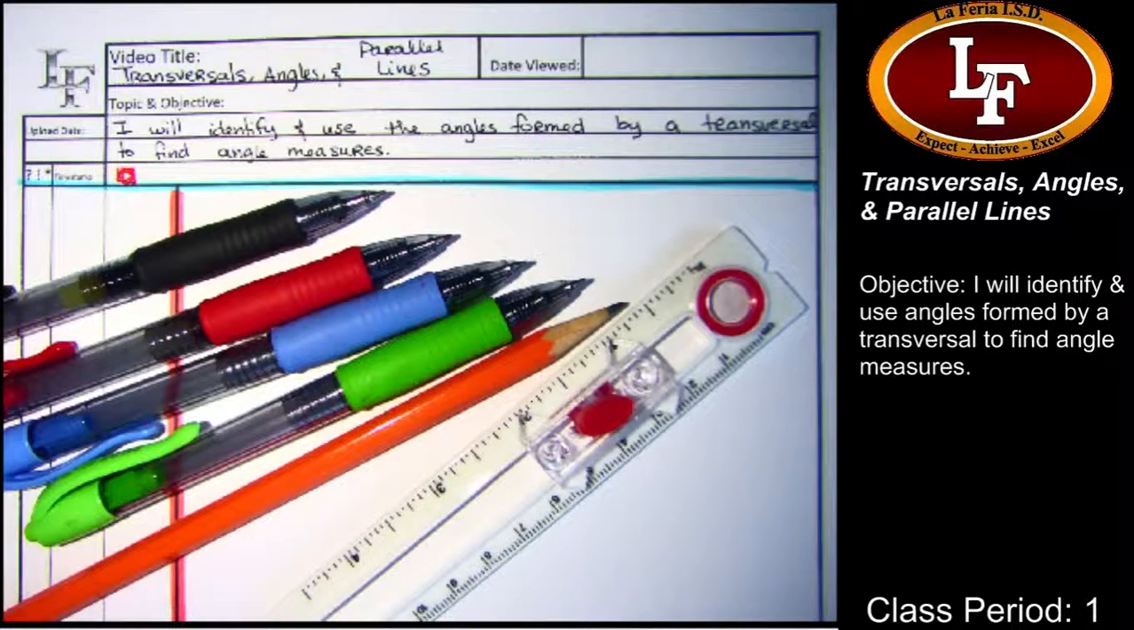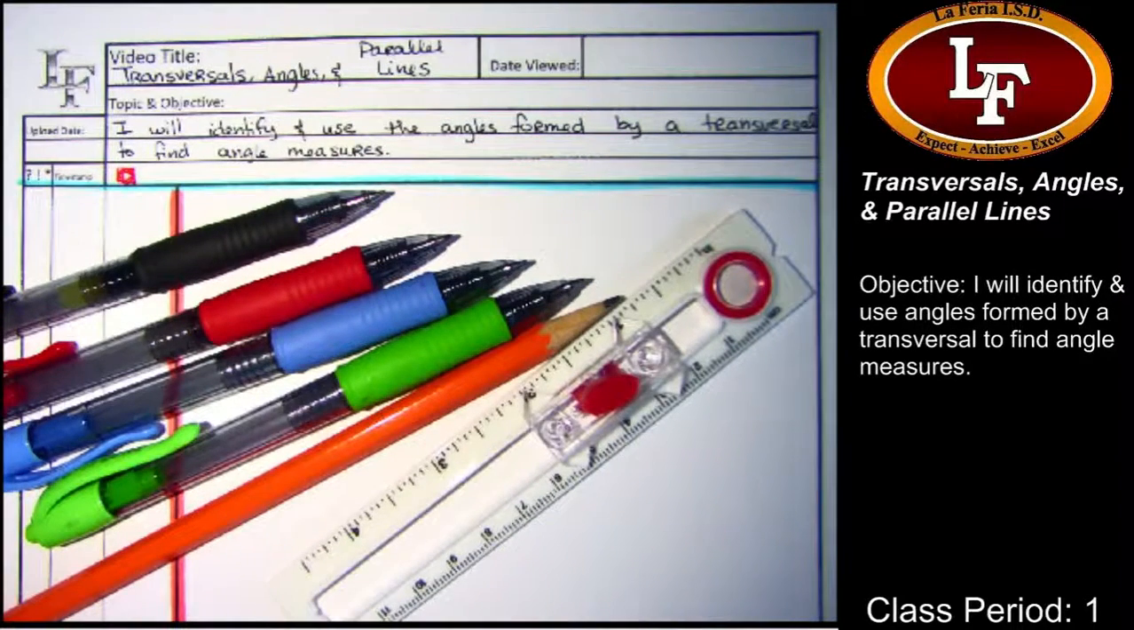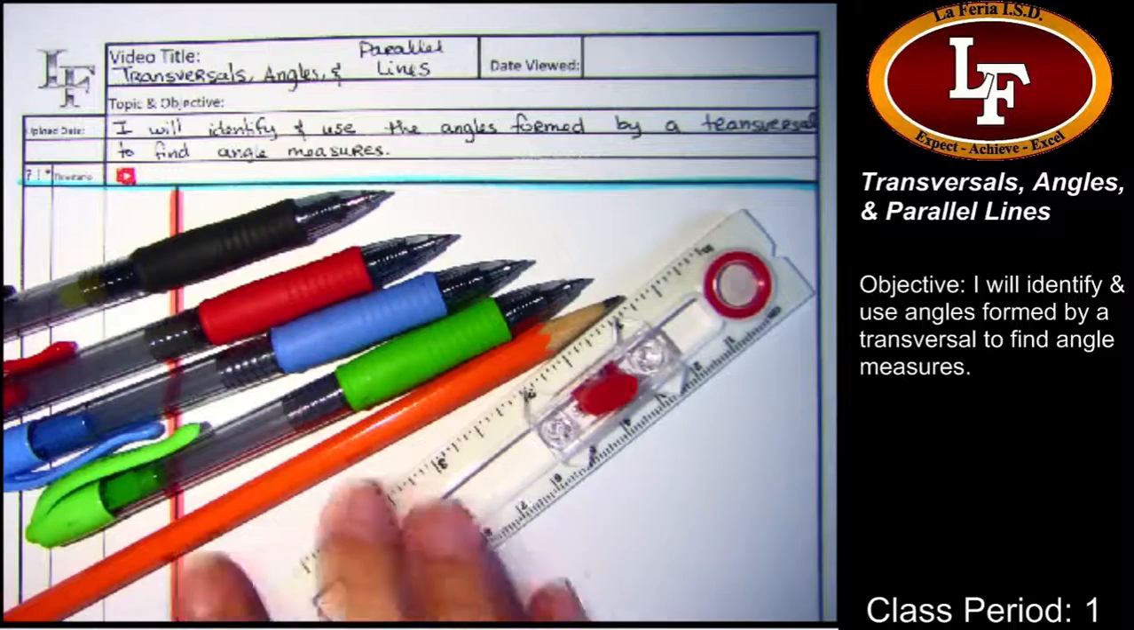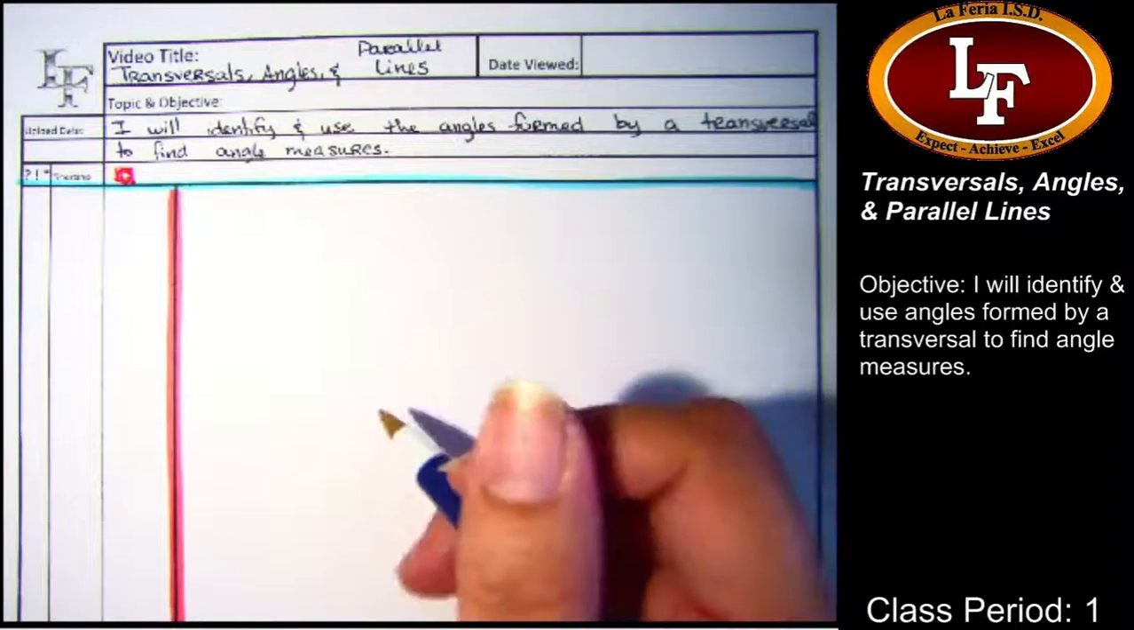I have a pencil because we might be doing some sketches, so you may want a pencil. And I have a ruler because we're going to be drawing a lot of lines, and I want to make sure that they look straight, even if they're not straight horizontally or vertically. They can be slanted. They're still considered straight, even though they're all slanty. All right, here we go.